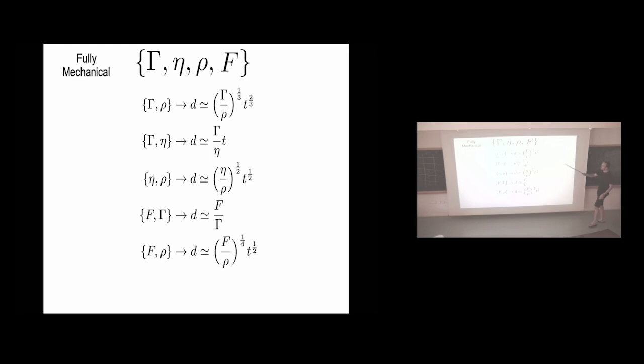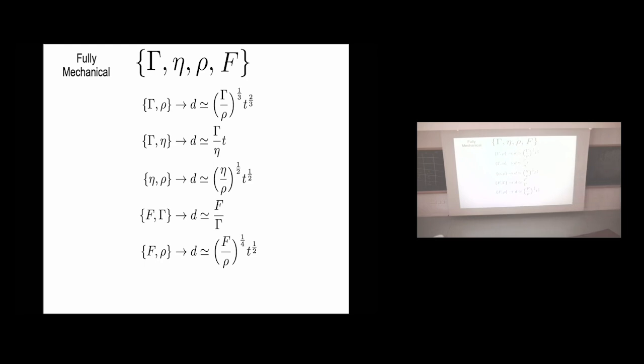So we have gamma and eta, gamma and rho, and gamma and F. So all of the pairs that involve gamma are here. We have eta and rho. We don't have eta and F.